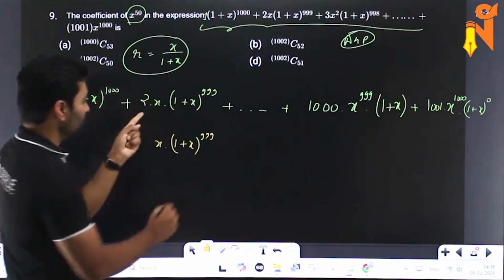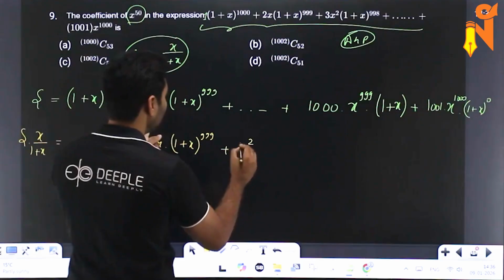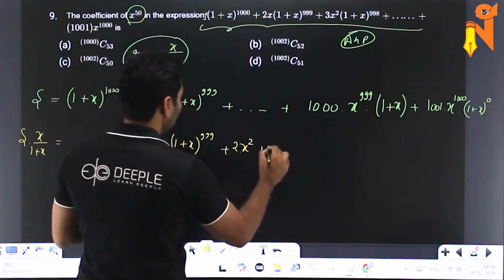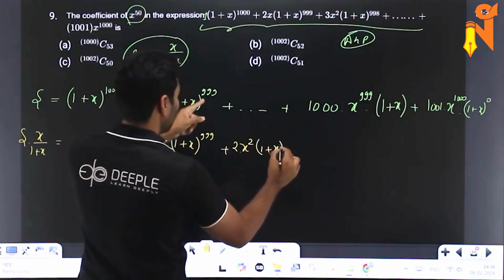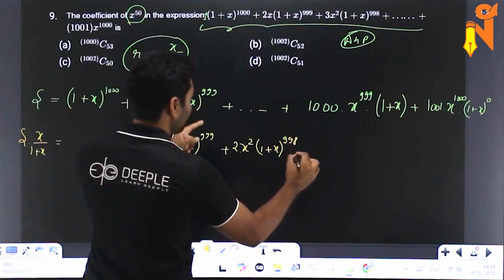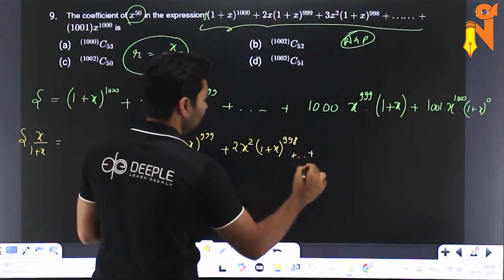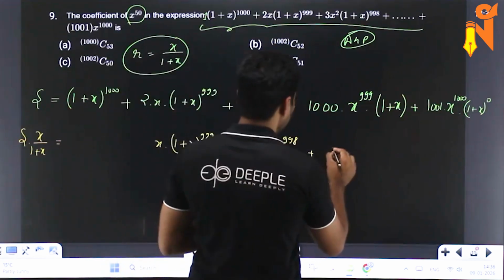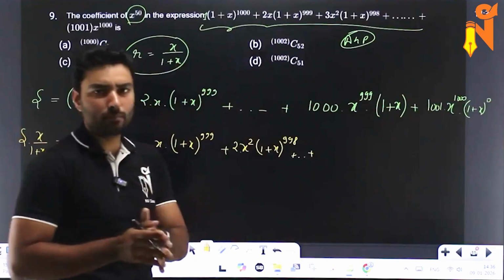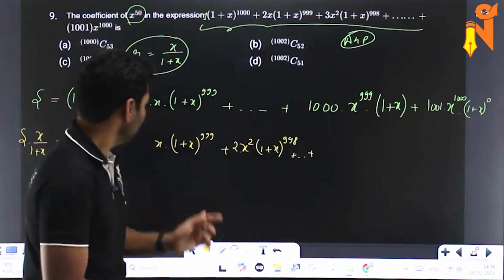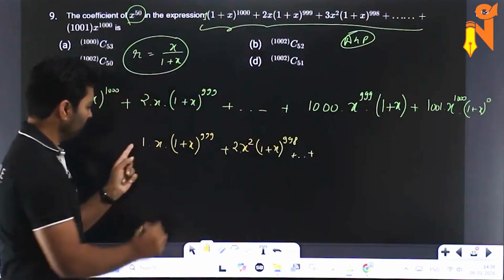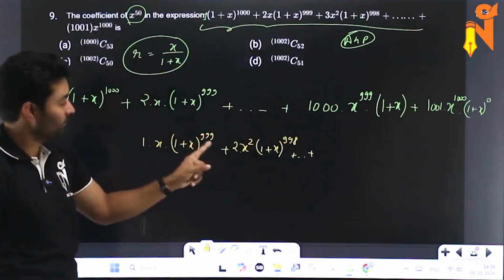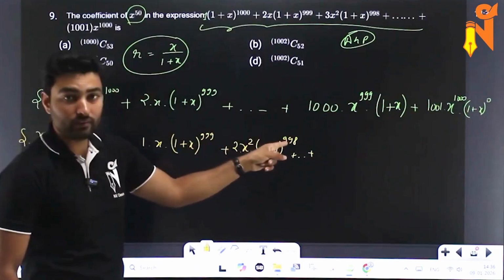So x square will come here, with 2 also obviously. Then (1+x) to the power how much? 998, like this. Then we will come here. So here you will get, and now you can observe the pattern. The pattern is very simple. Addition of this and this is 1000. 2 plus 998 is 1000.